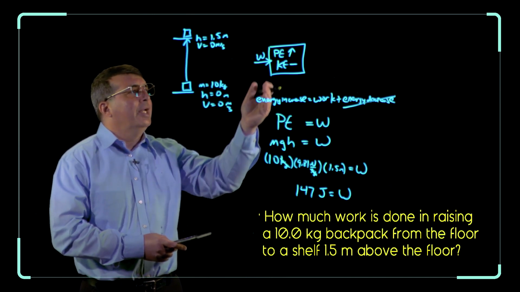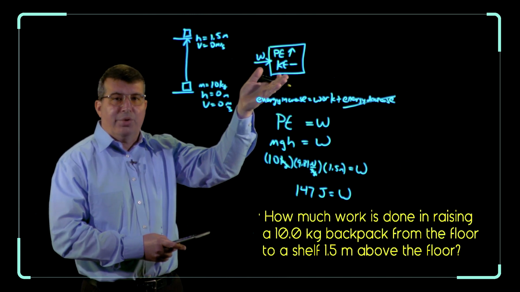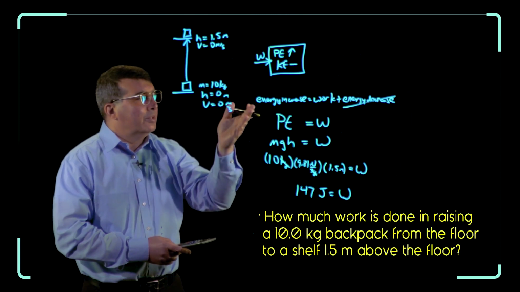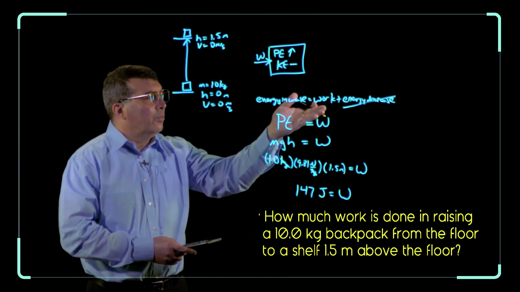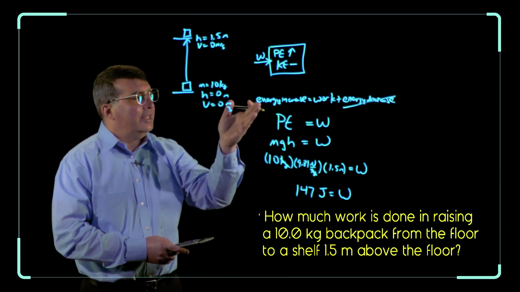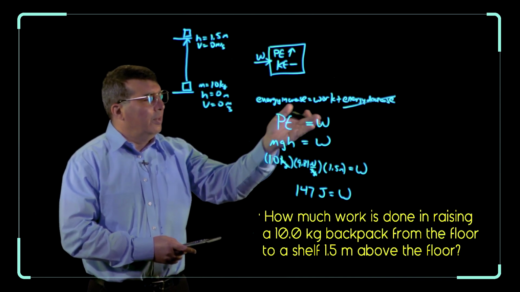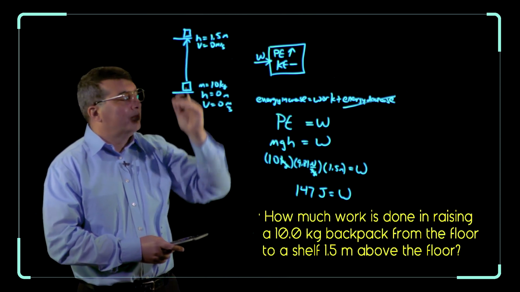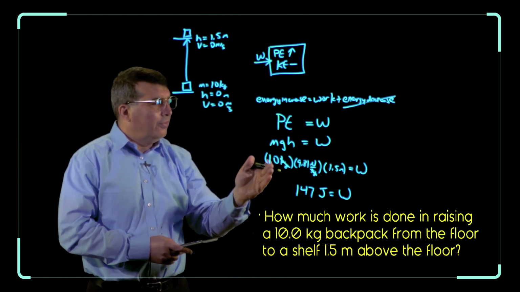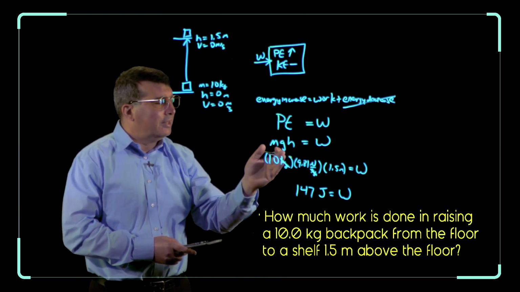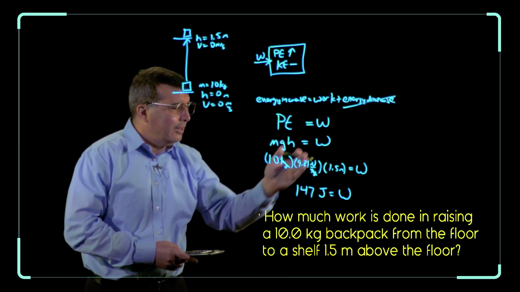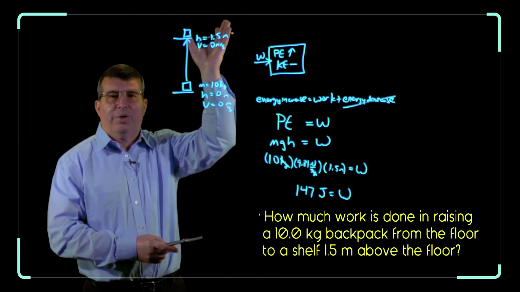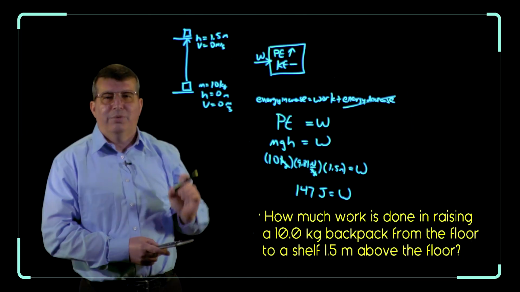We draw a diagram, and then we do an energy diagram showing what energy increased, what stayed the same, whether there was any work done, and we use our energy principle. Energy increase is work plus energy decrease. In this case, the energy increase was potential energy. We had some work, so we had to calculate the potential energy of the backpack on the shelf, which was mass times g times height. We did that, and we found out that someone had to do 147 joules of work to get the backpack from the floor to the shelf.